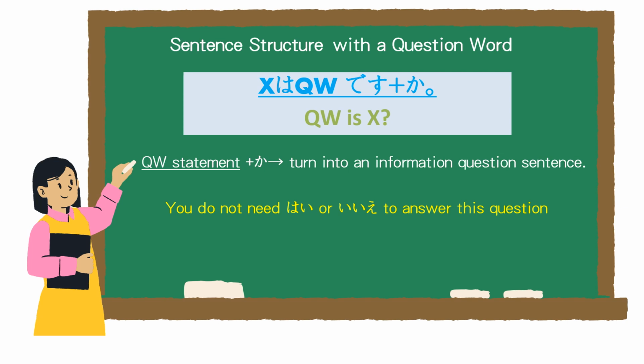In today's lesson, we will have an interrogative sentence with the question word. And the sentence structure will be X wa question word desu ka. Now, this question word could be any type of question word, but this statement with question word plus ka will turn into an information question sentence. So, for those question sentences, you do not need to say yes or no, but rather you want to give the direct information as an answer.